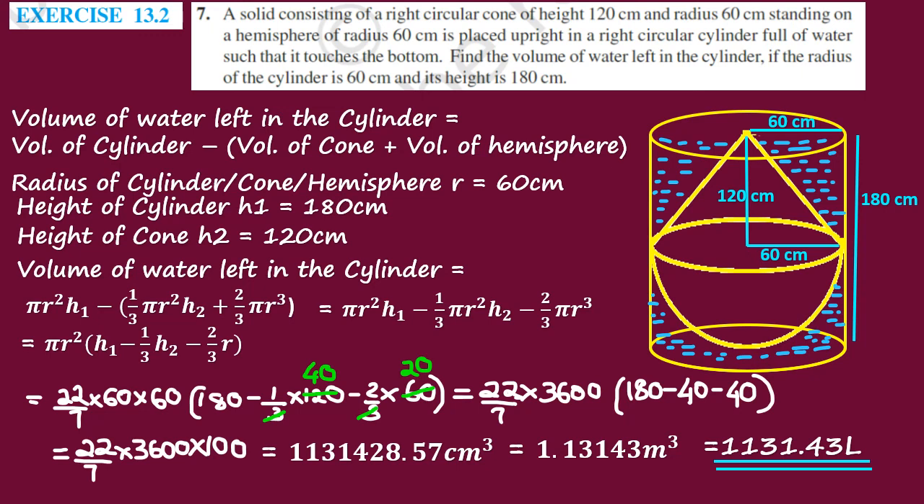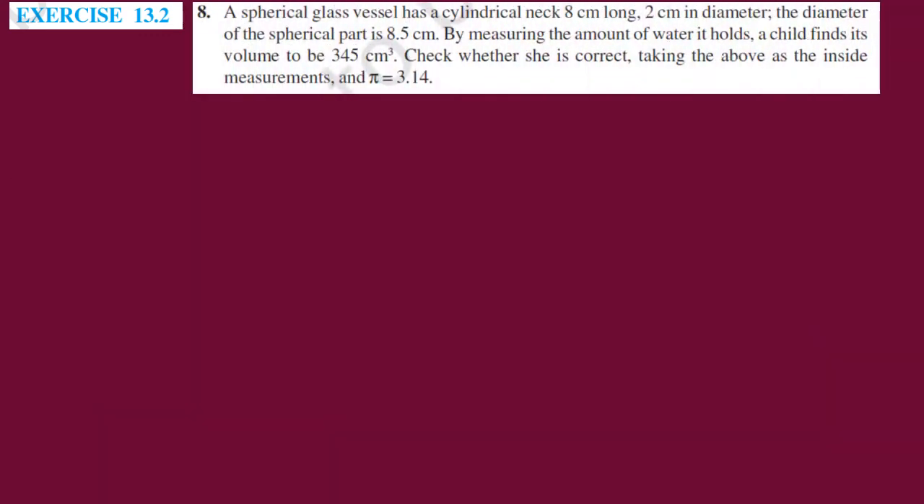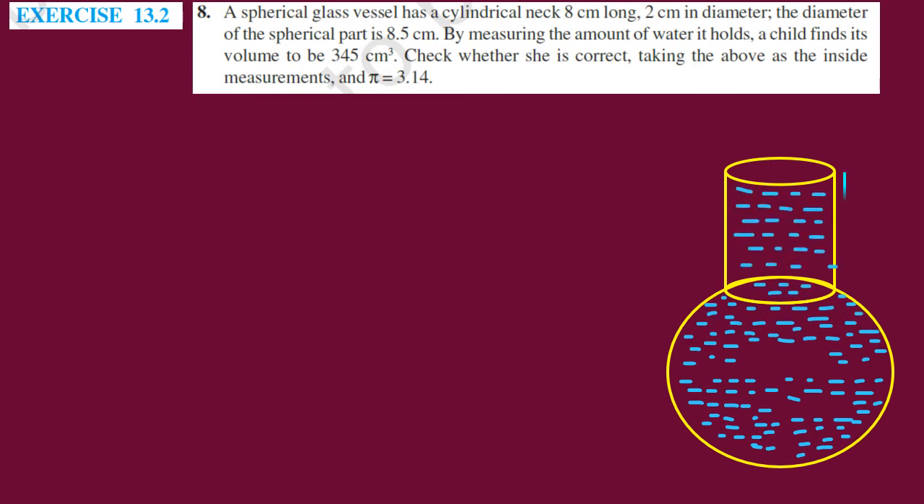Now I think the last question. A spherical glass vessel has a cylindrical neck 8 cm long, 2 cm in diameter. The diameter of the spherical part is 8.5 cm. By measuring the amount of water it holds, a child finds its volume to be 345 cm cube. Check whether she is correct, taking the above as the inside measurements and pi equal to 3.14.